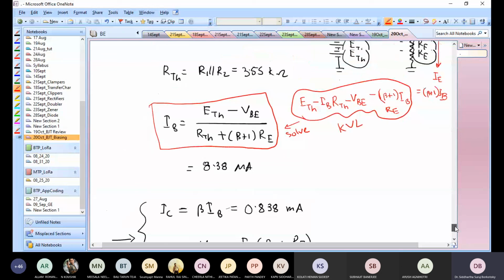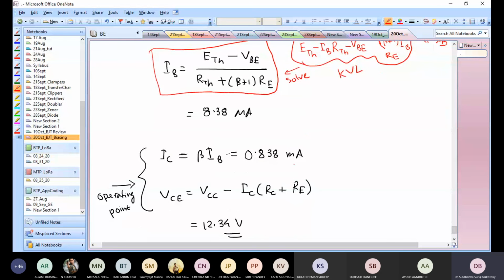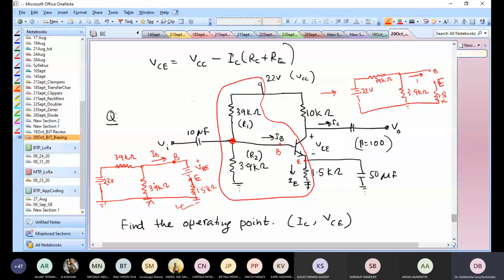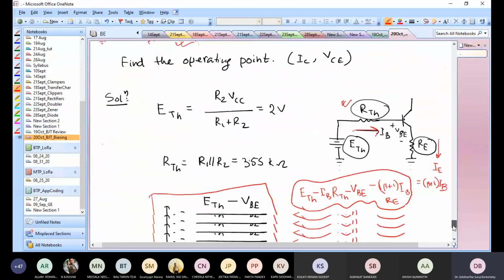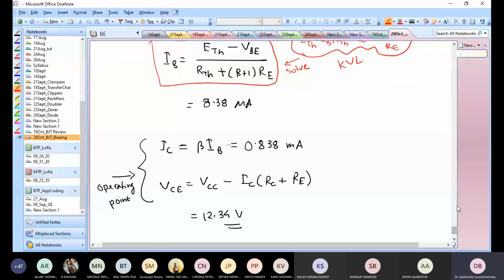Once I know IB, I know IC. IC is just beta times IB. Once I know IC, I know VCE. VCE is VCC minus IC times (RC plus RE). This was done in theory, but you could also look at the output side of the loop, write down the KVL equation, make the assumption that IC and IE are approximately the same, and then you end up with this VCE.